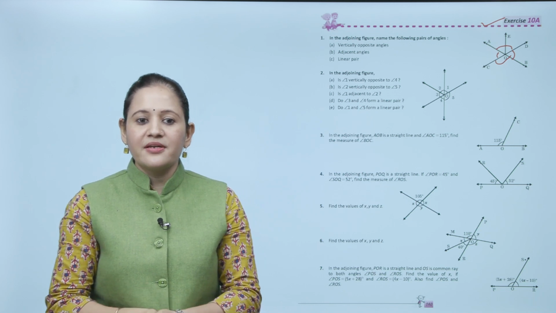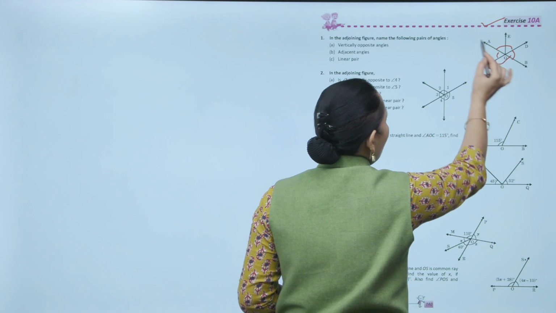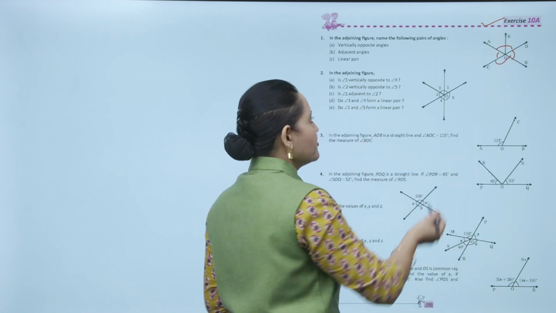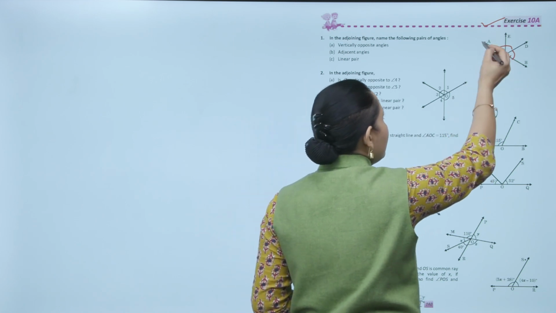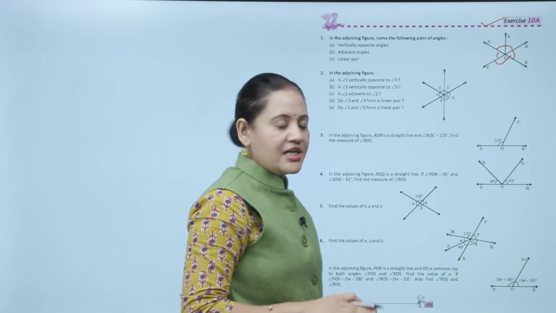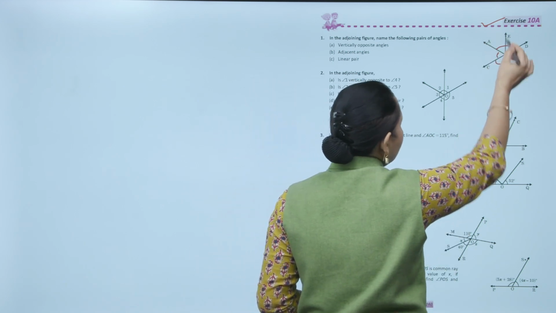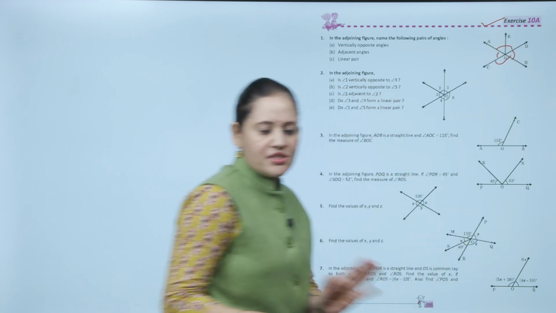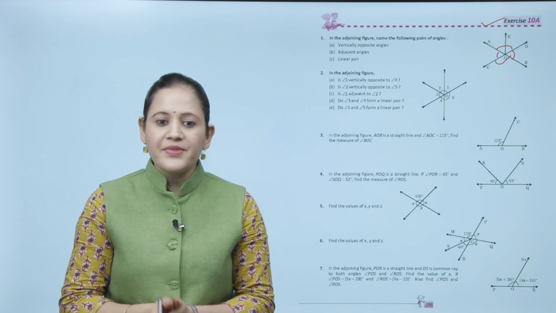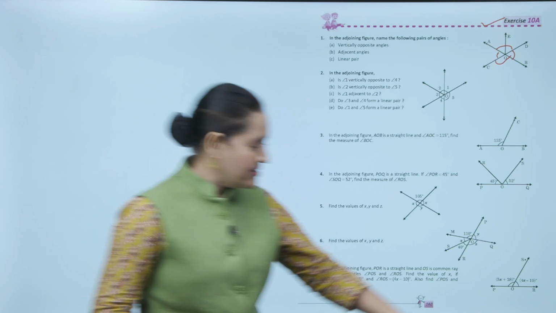Next, linear pair. Linear pair means the total should be 180 degrees. So COA and AOD total 180 degrees, so they will be a linear pair. In the same way COA, AOE, EOD total 180 degrees, and AOE, EOB are a linear pair. So in this way you can write many linear pairs according to the question. Clear? So you have to practice all the questions. We will move to the next topic.